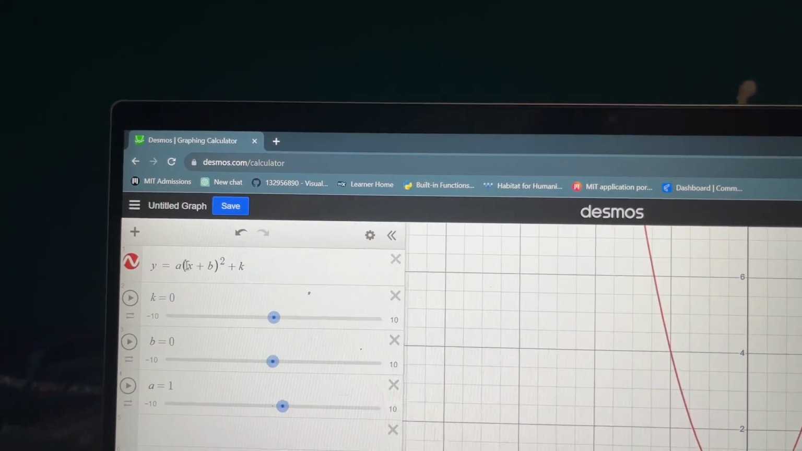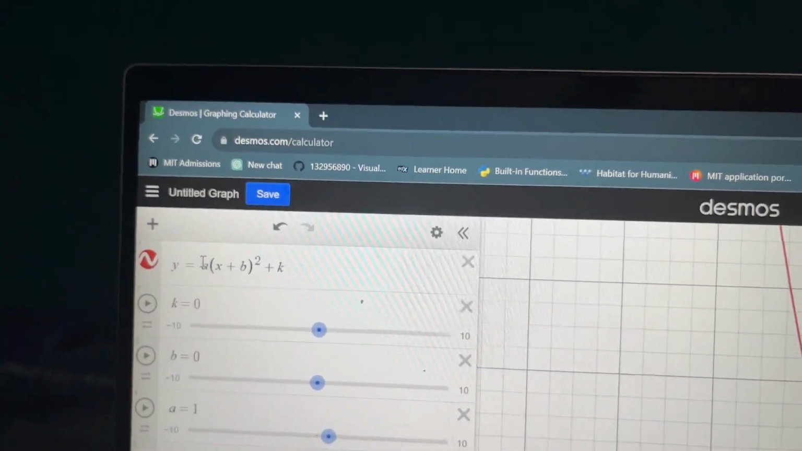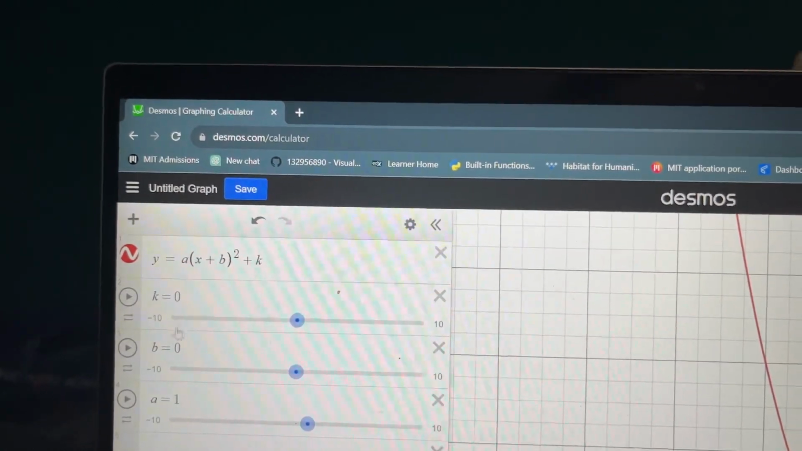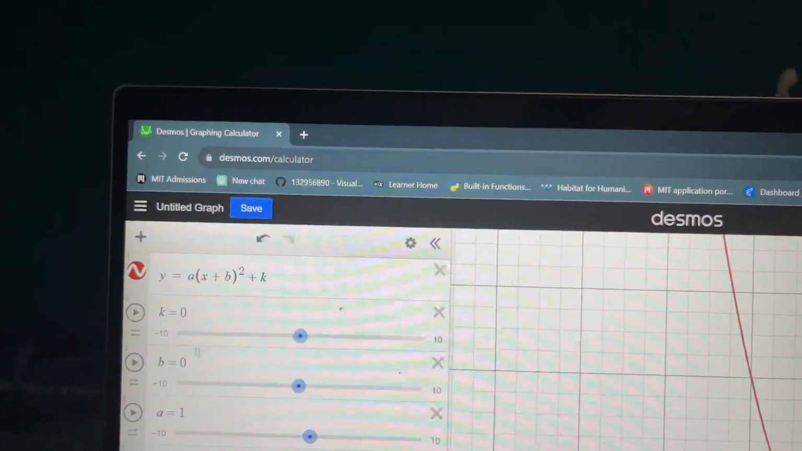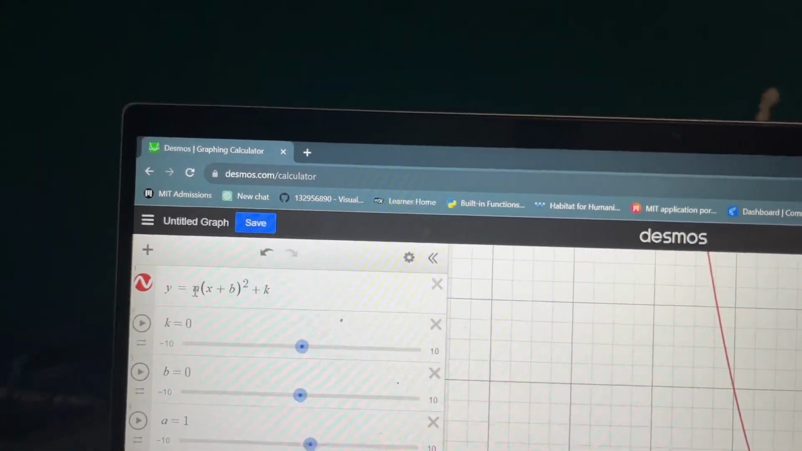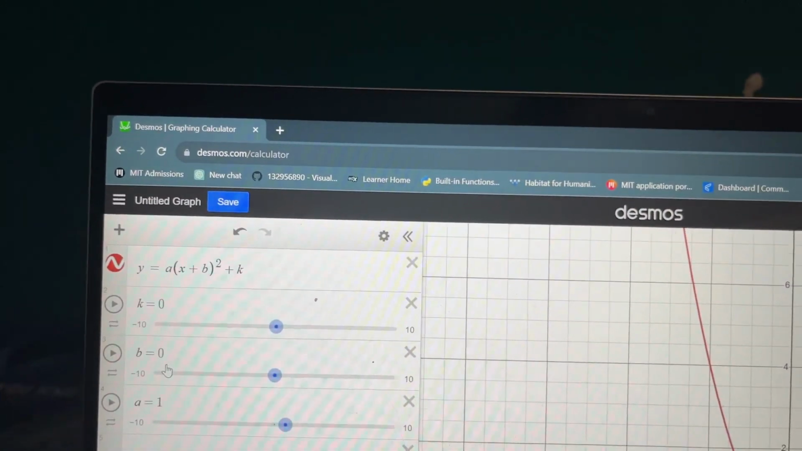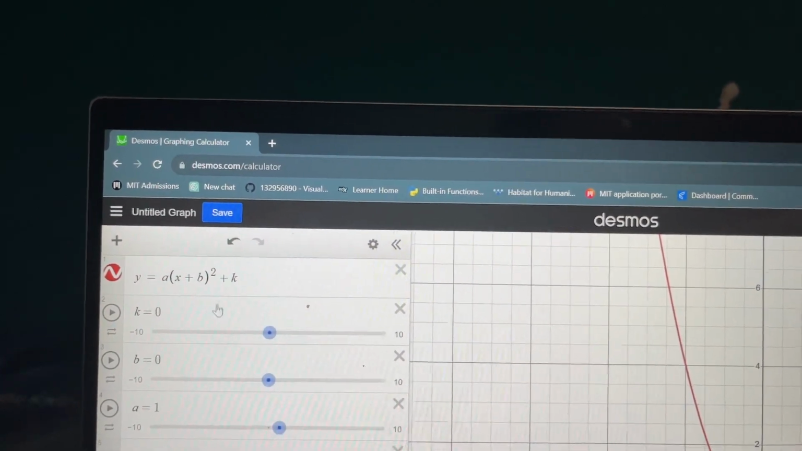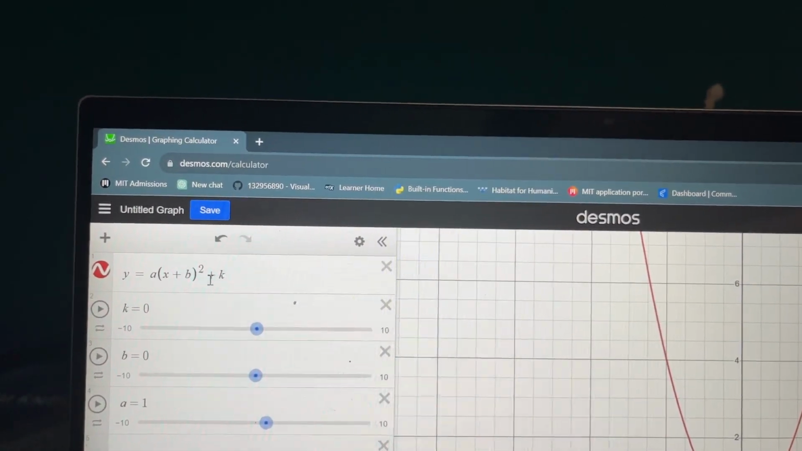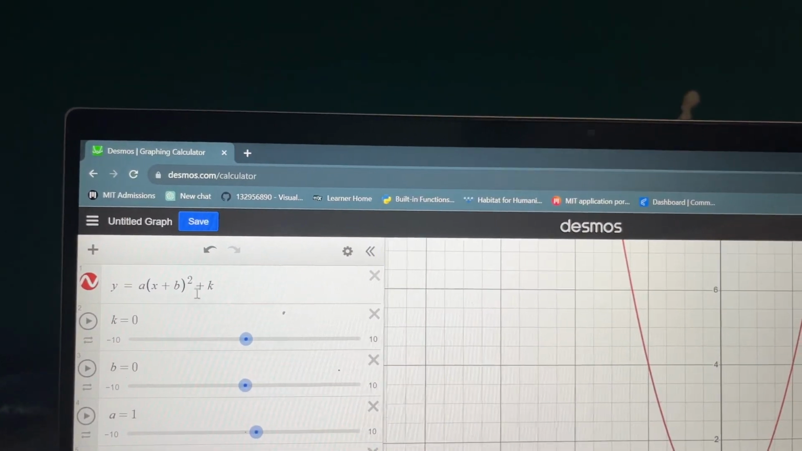So basically what I've done is I just put this in vertex form, and I've put sliders for all these variables, and I've basically set it so it does nothing. Timesing the a is 1 doesn't do anything. Timesing something by 1 doesn't do anything. Adding 0 doesn't do anything. And adding 0 again doesn't do anything. So none of these variables do anything at this moment.